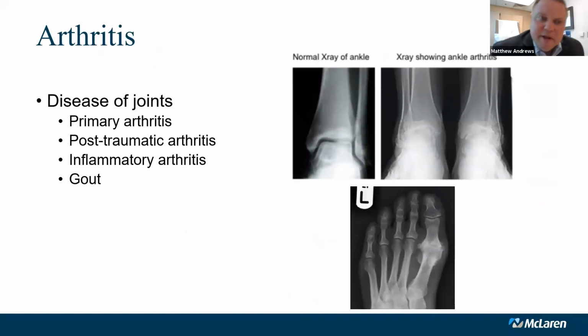So we'll switch gears here a little bit again. We'll talk about arthritis. These are also very common reasons that people will come into our office. Small joint arthritis within the foot is very common, but it can also affect large joints as well. So we'll talk about a couple different types of arthritis conditions that affect the foot and ankle. And I will make a special space for gout too, because gout tends to disproportionately affect the foot and ankle.